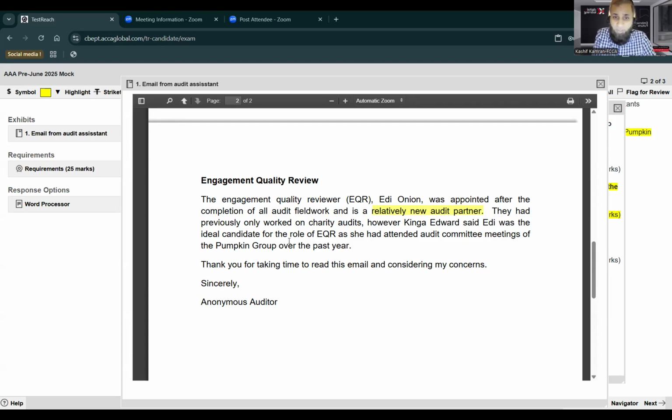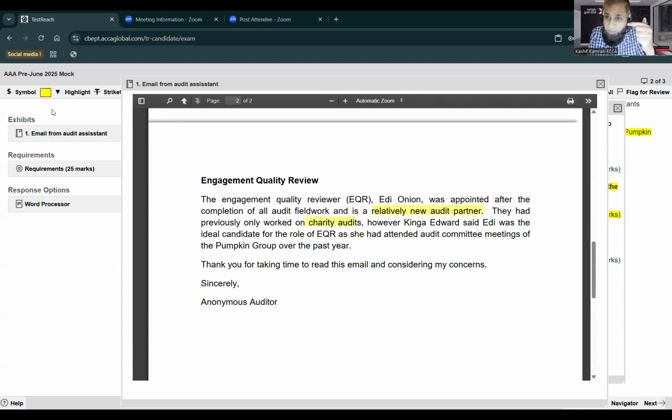They had previously only worked on charity audits. See, this person has only worked on charity audits, and you're looking at Pumpkin Group, a listed company, and how complex that is. How could you expect a person who had looked at charity audits to do a quality control review of Pumpkin Group? However, Kinga said Eddie was an ideal candidate for the role of EQR, and she had attended audit committee meetings of the Pumpkin Group over the past years. By attending the meetings, you're not resolving the issue, because first of all, Eddie is a relatively new partner.